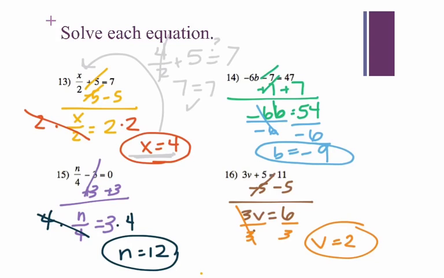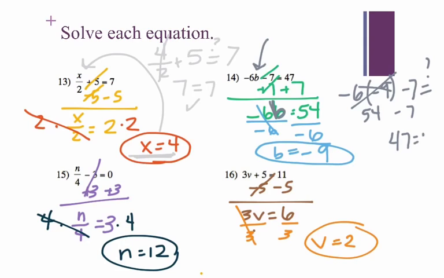All right, let's check that out for number 14. I got b is negative 9. Do I know what I'm talking about? So negative 6, now I know my b here looks like a 6. That's a b. Negative 6 times, substituting negative 9 in, minus 7. We're checking, what is it equal to? Well, negative 6 times negative 9 is a positive 54. 54 minus 7 is equal to 47. So we get 47 equals 47. Therefore, I know that I did my work correctly.